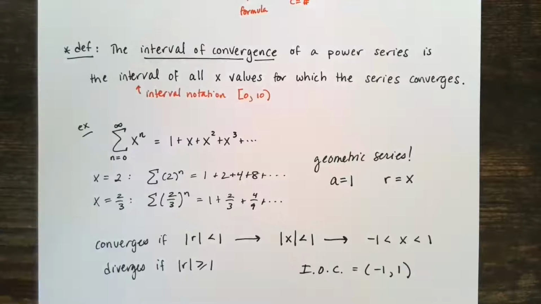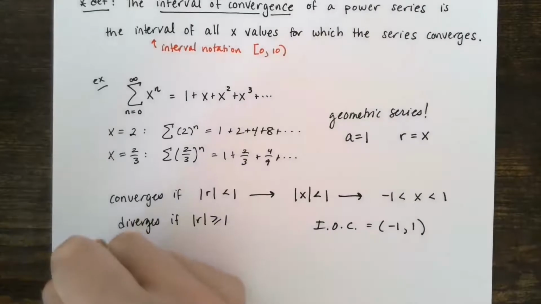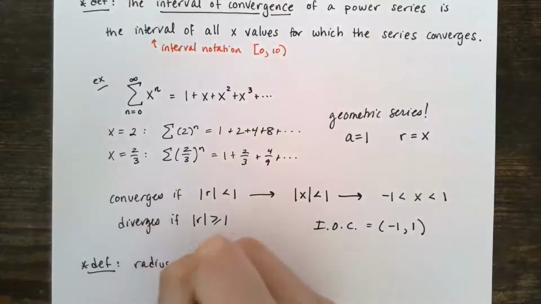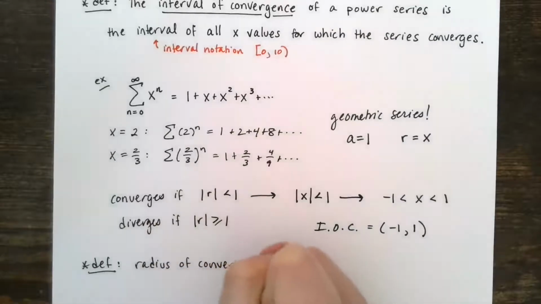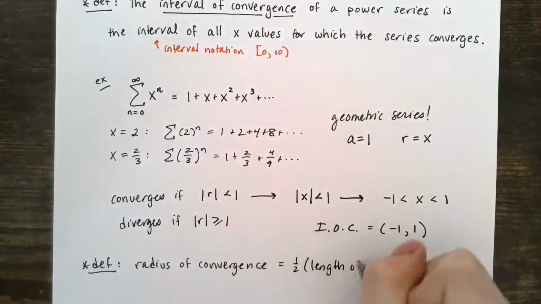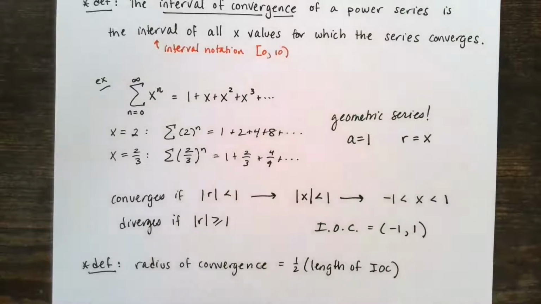So for every other power series that we're given, the answer won't be quite this cute, but this is a nice way to start because it's one where we already know the rules, so we can skip the steps and just see what the interval of convergence actually means. Now, another thing you may be asked to compute is called the radius of convergence. So we'll make this a definition, but it'll be fairly informal. The radius of convergence is always going to be half the length of the interval of convergence.